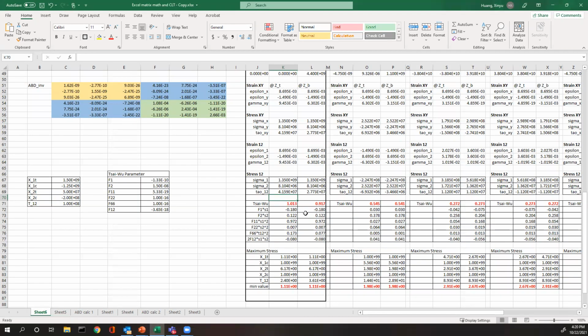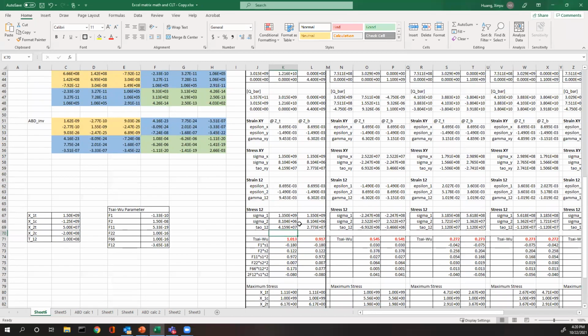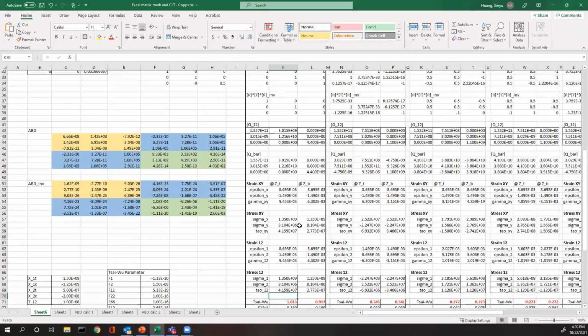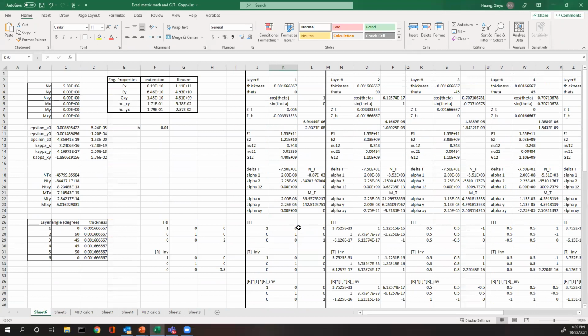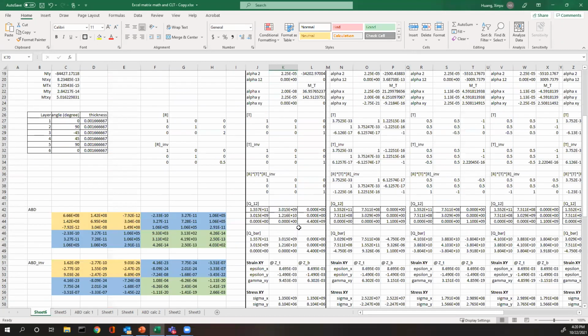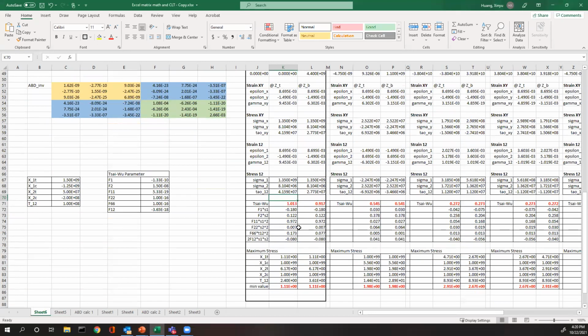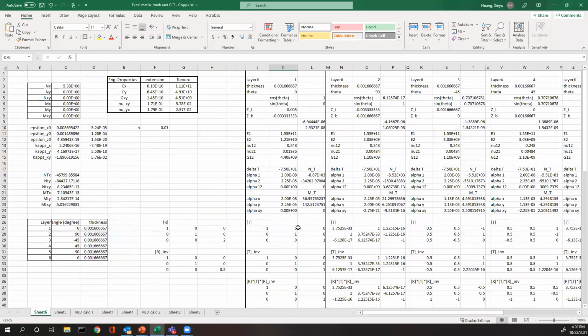All right. I'm going to do a calculation that basically simulates the stress redistribution process that we discussed in last lecture. So I will basically use the same sheets. I can apply a load. Let's say I apply a biaxial stress.